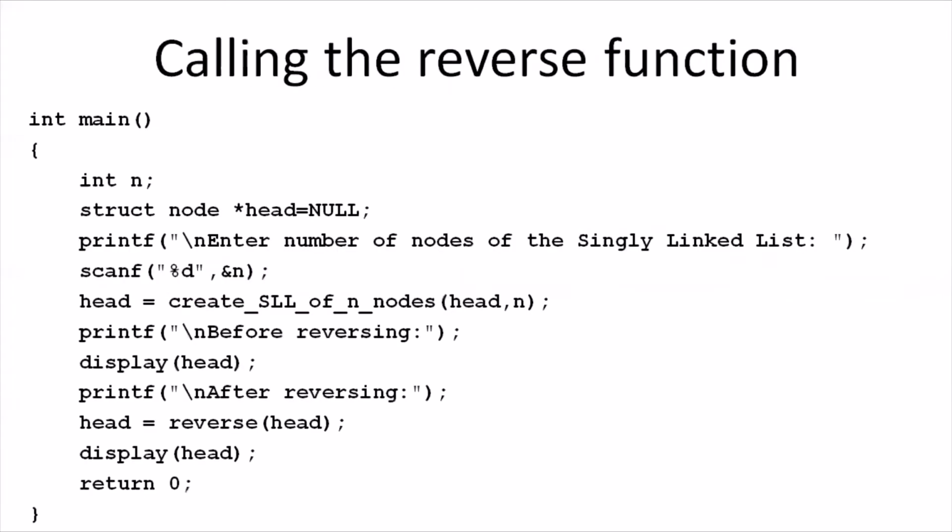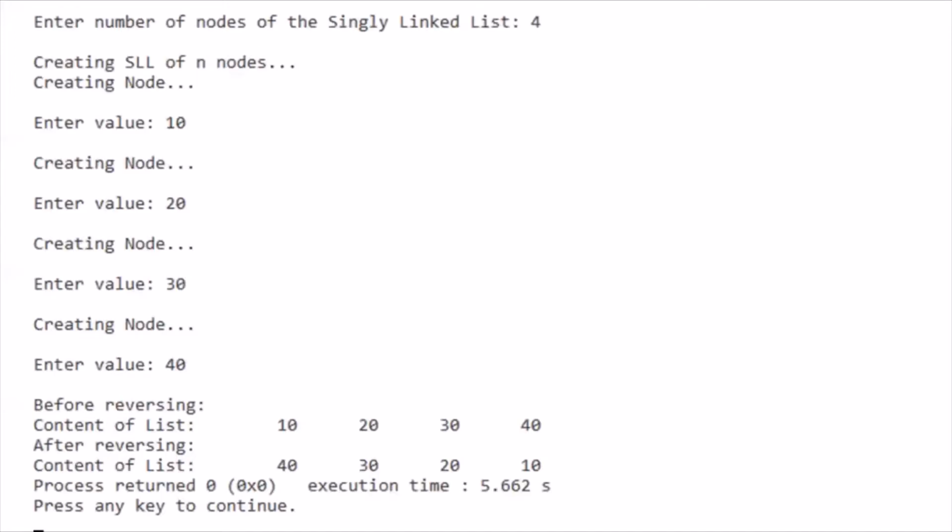Now let us take a look at the calling function. So here in the main function, we have first created the new linked list of size n, where n is provided as input from the user. After that, we display it and then we call the reverse function. So after we reverse it, we again display it. And when we do that, we get the output somewhat like this.